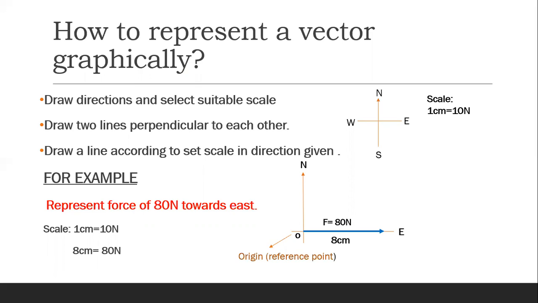I also get confused. Where is north? Where is south? Where is west? Where is east? So it's very easy if you draw them, and then it will be easy for you to draw a vector in that plane. Then you select a suitable scale.